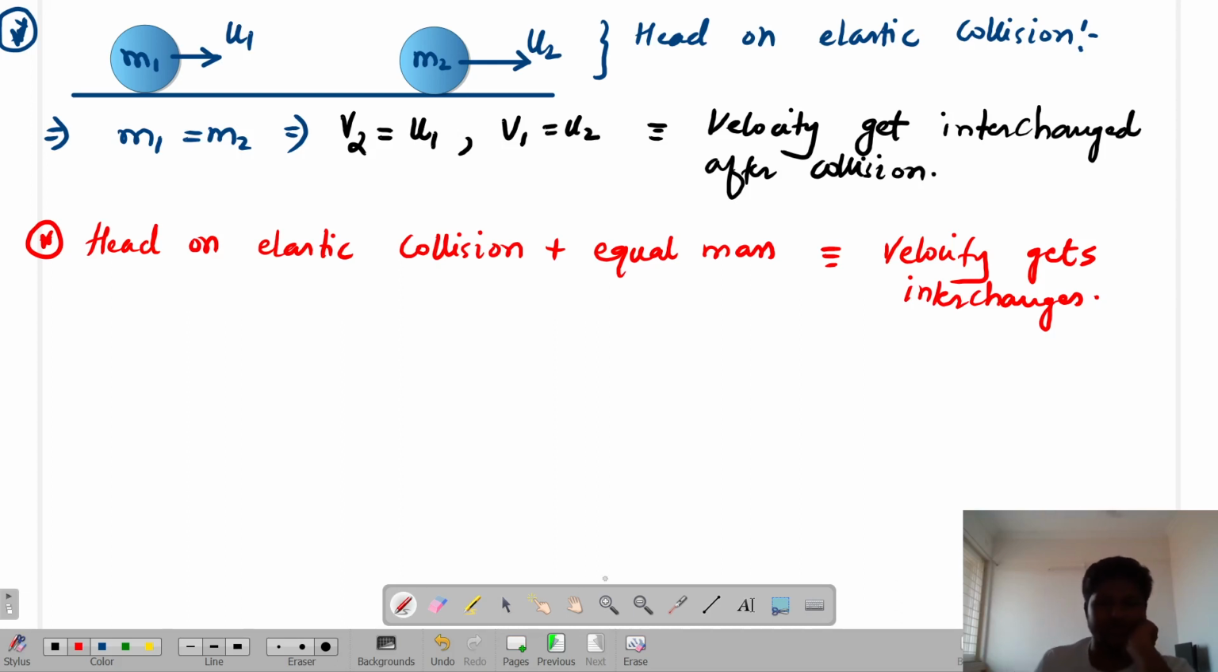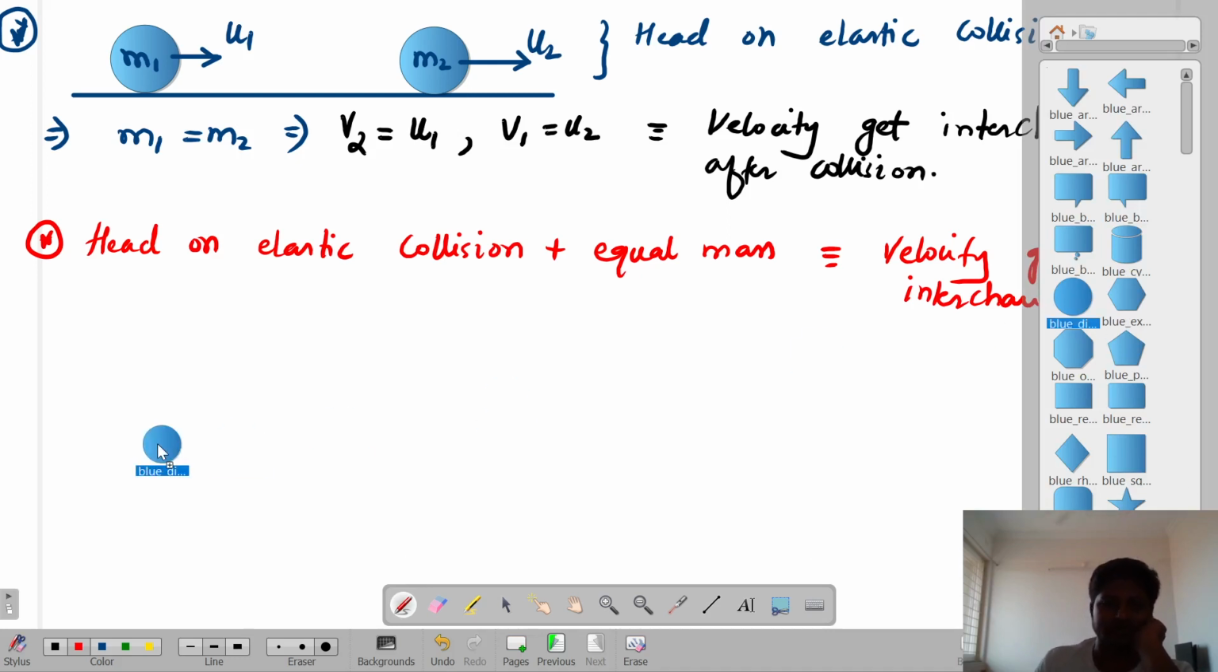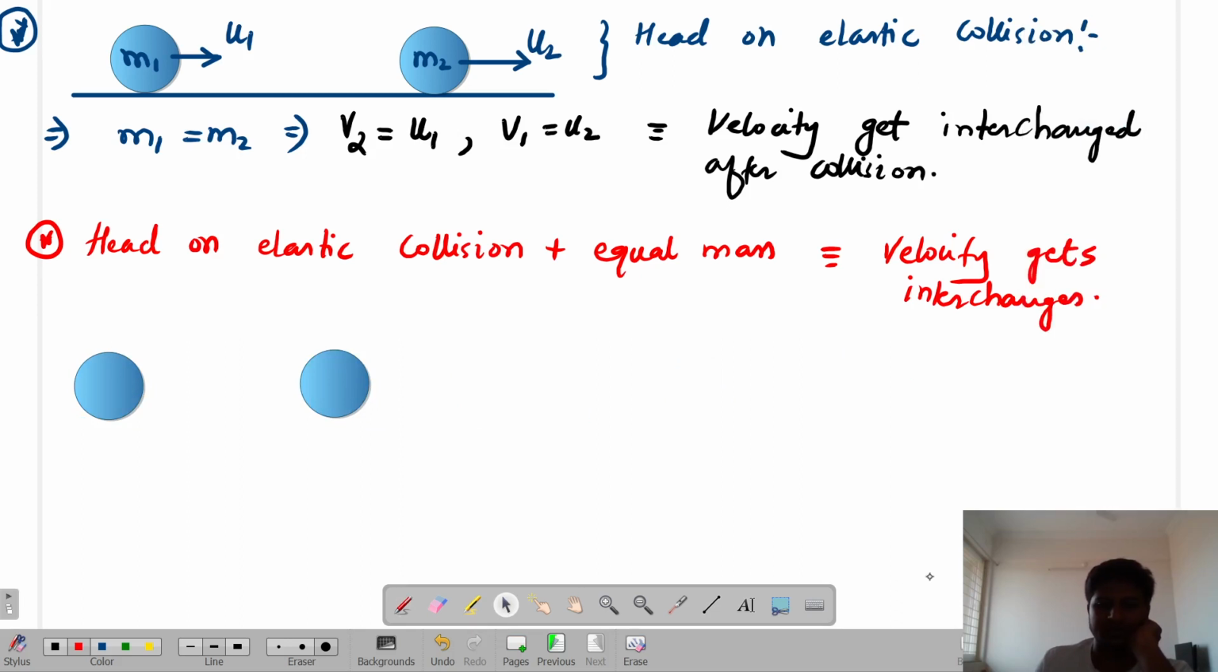So let's suppose I'll take an example. Let's suppose there were two balls, and if they are of equal masses, this is m, this is m. Initially, this one was moving with 10 meter per second, and this was at rest. So after collision, what are you going to observe?